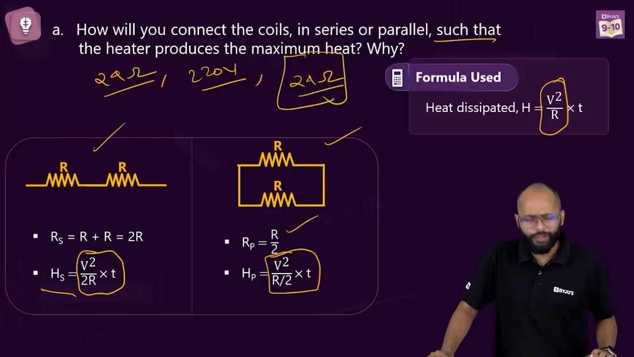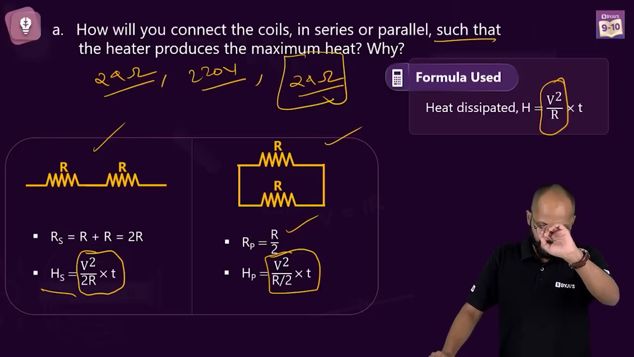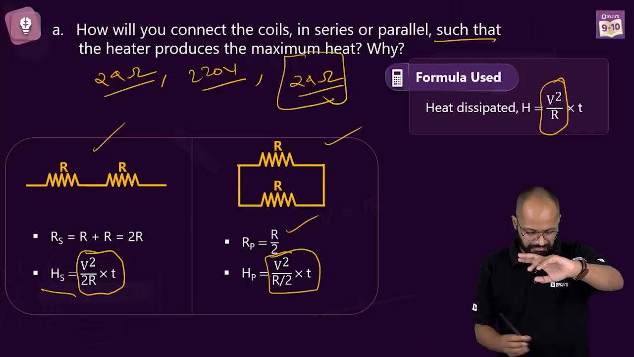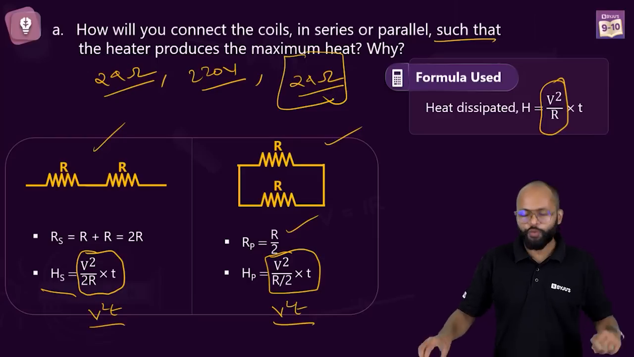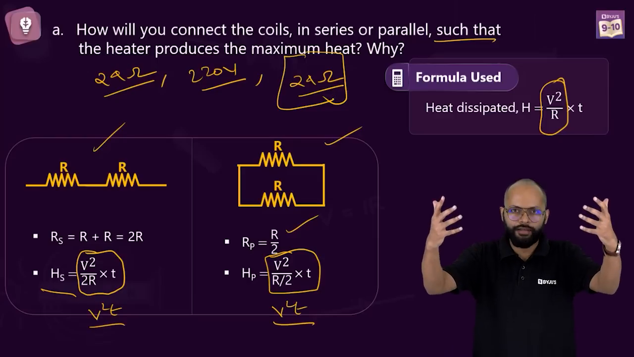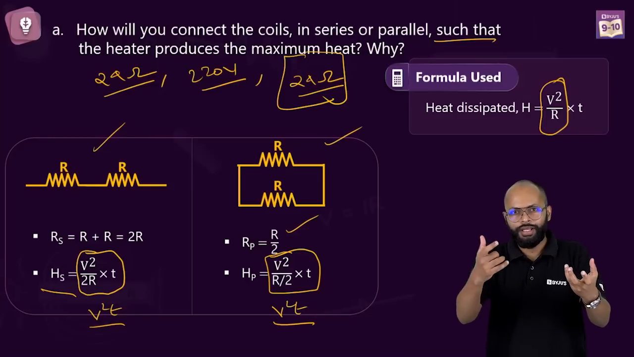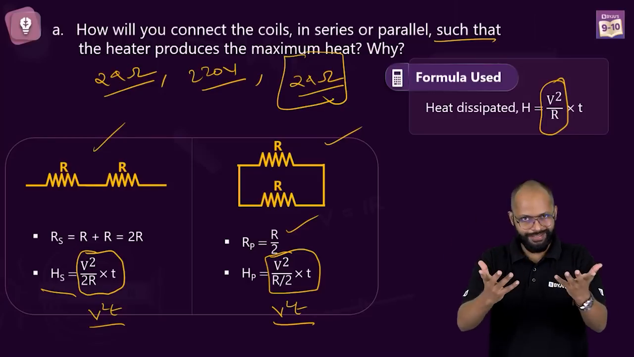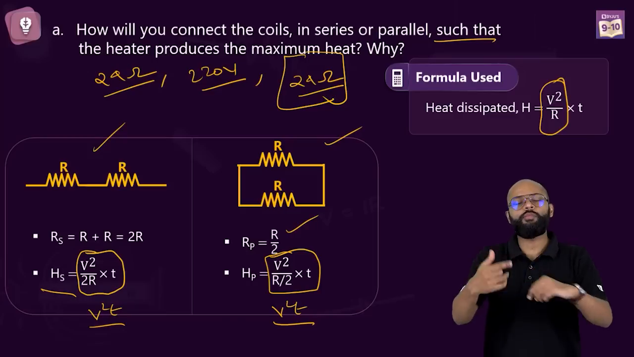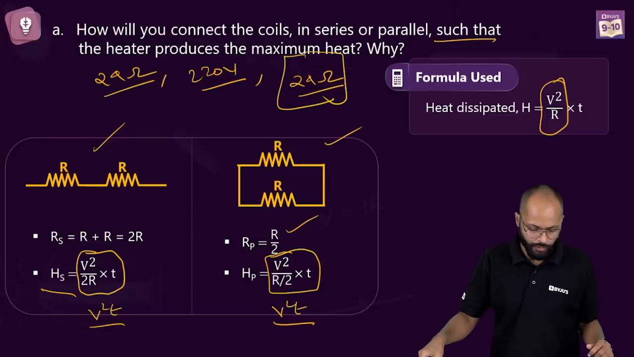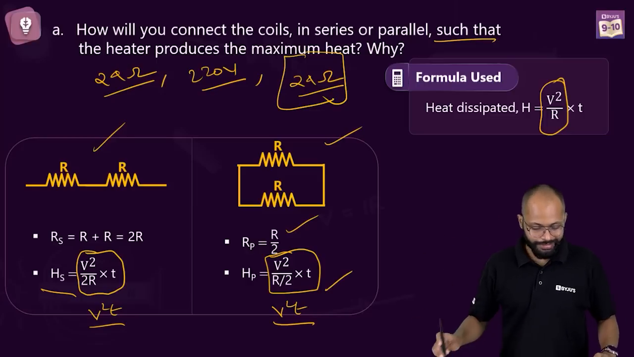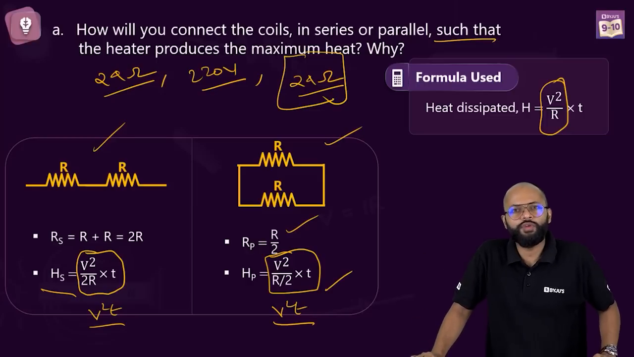Now, watch something. Just notice something. Numerator is the same for both, right? If you see here, it's V square T. If you see here, it's V square T. Now, if you want the overall thing to be big, what do you want about the denominator? It should be less or more? It should be less, definitely, right? Which one is lesser? 2R or R by 2? It's R by 2, simple, right? 100 or 50? It's 50, right? So that's why the answer would be this one. The parallel connection will give you more heat.